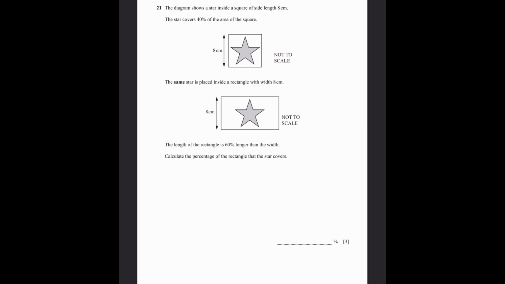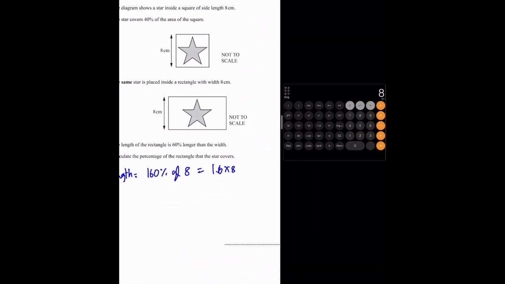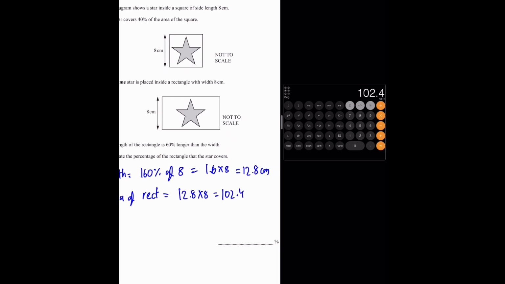So the length is 60% longer than the width. Length is equal to 60 plus 100, 160% of 8. Now that's 1.6 times 8. And when we do the maths, in a calculator of course, 12.8 centimeters. Now the area of the rectangle is 12.8 times 8, which is equal to 102.4 centimeters squared.